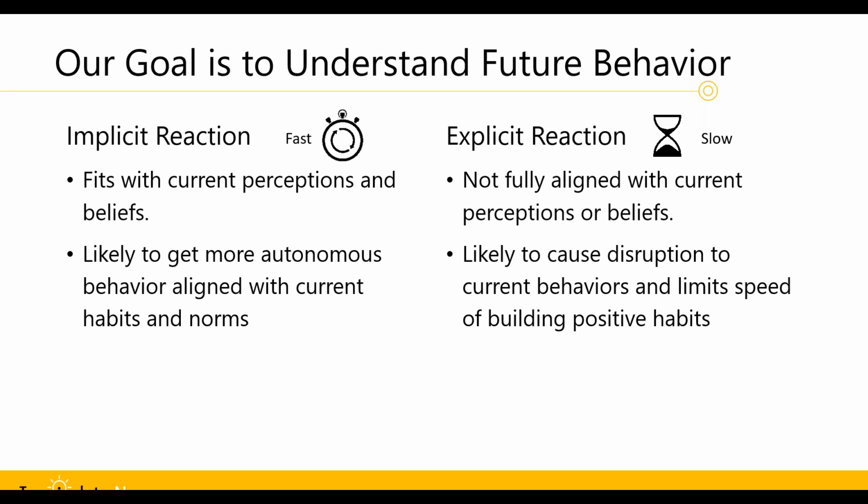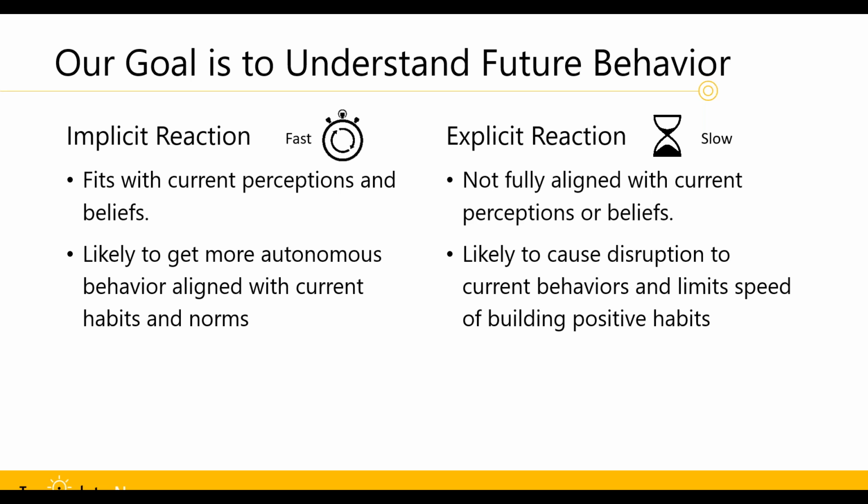So we want to understand if it's a System 1 reaction, that means whatever we're reacting to fits with our current perceptions and beliefs. It's something that's top of mind. It's likely tied to autonomous behavior. Whereas if it's a slow reaction, that's a much more explicit reaction. It's not really aligned with what we were thinking. It's not aligned with top of mind. So it's causing us to slow down. It's causing us to disrupt our current activities, which is really good if you're trying to actually disrupt people's current habits and get them to try something new.